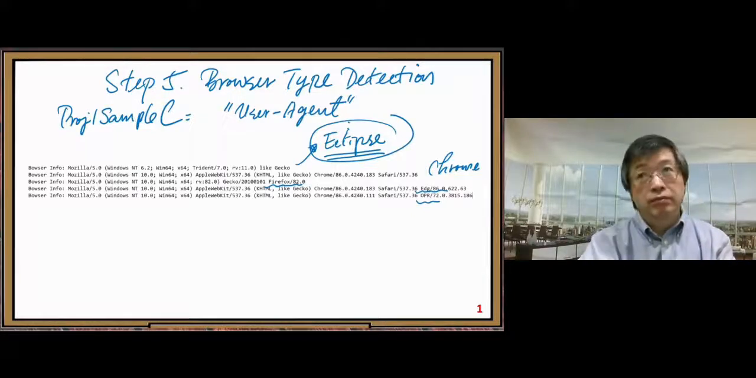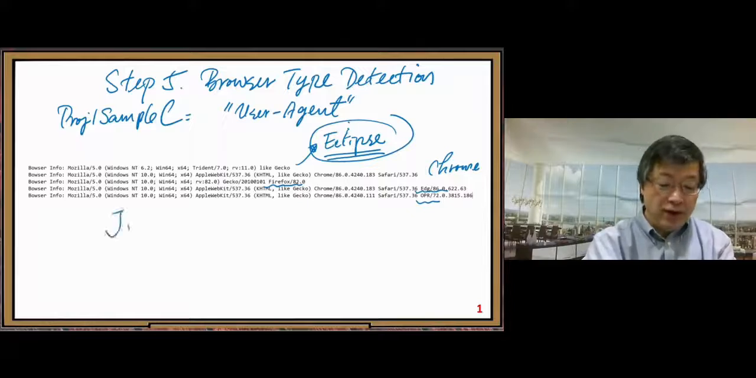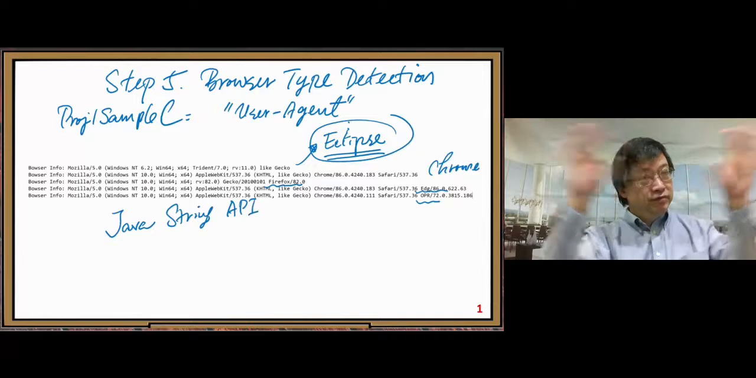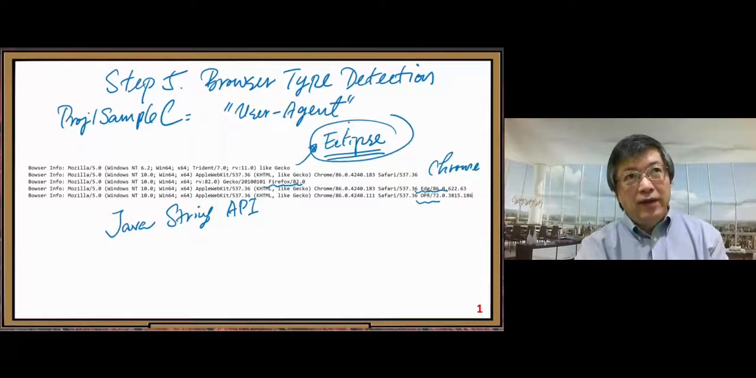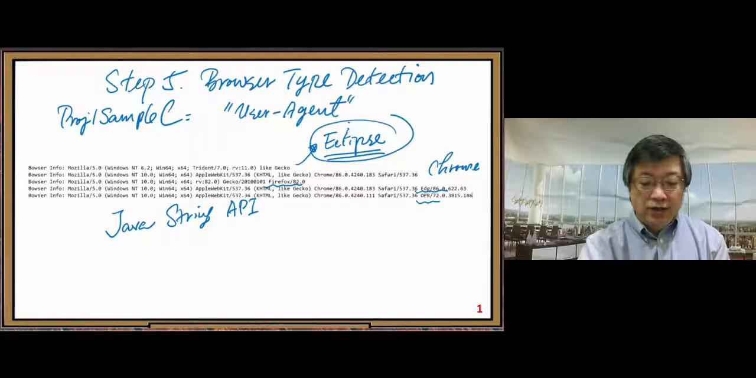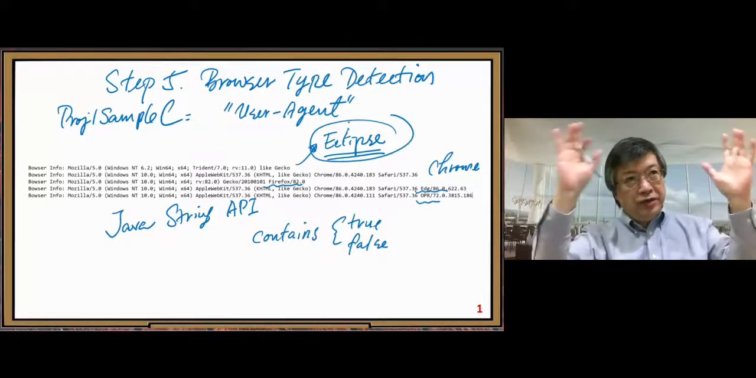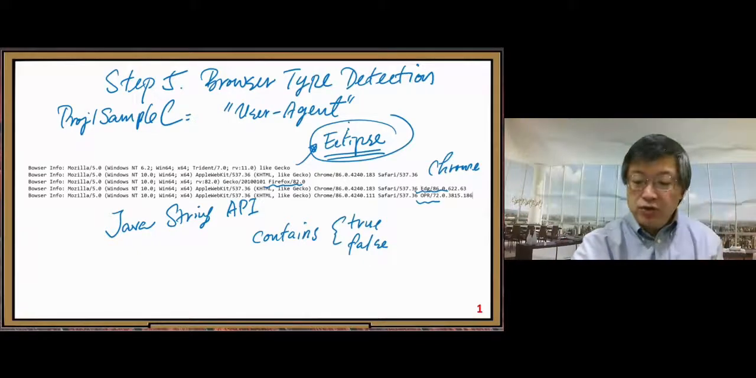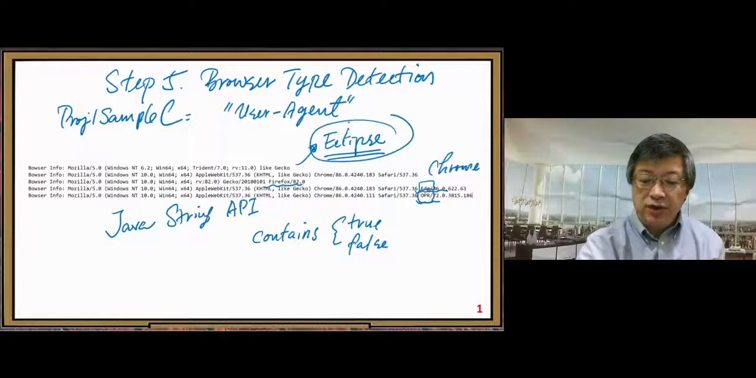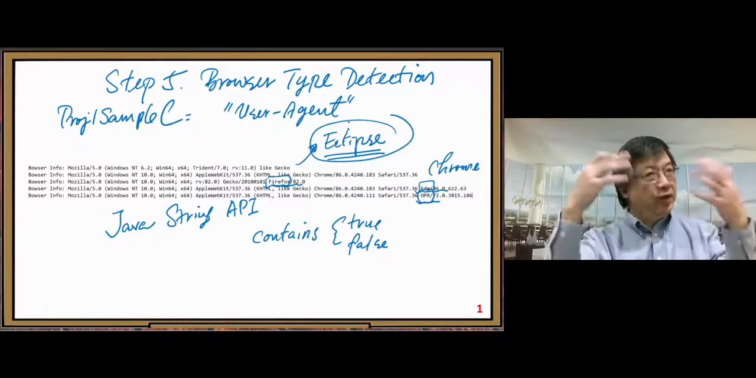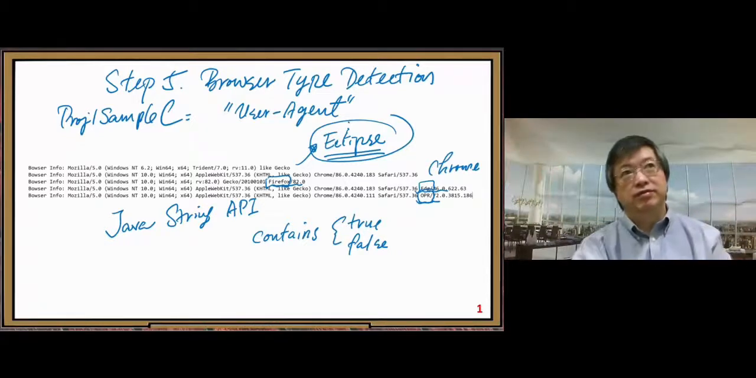Based on that idea, how to detect? Very simple. We just use the Java string API. We get the Java string API documentation from the web. What I found is one method I can use; probably you can have different methods. For me, there is a method called contains. It returns a Boolean value, true or false. If the whole user agent string contains some special substring, then it returns true, otherwise false. So that's simple.